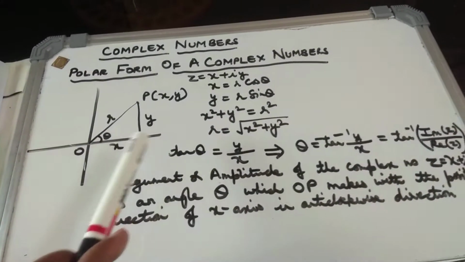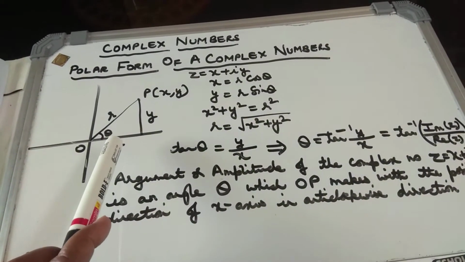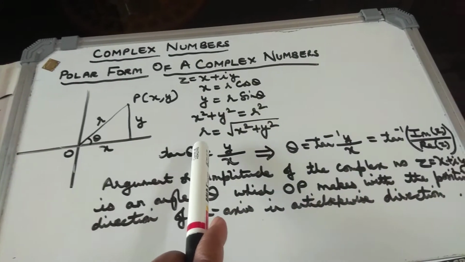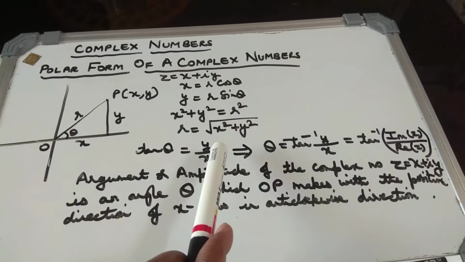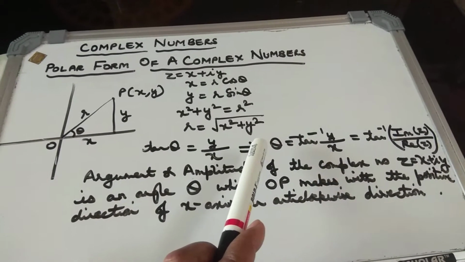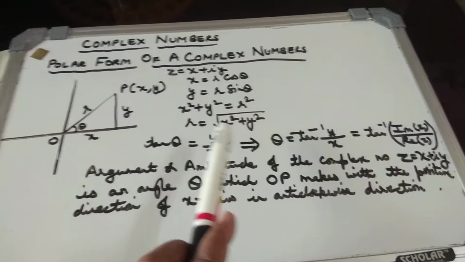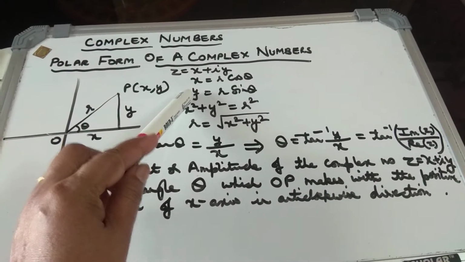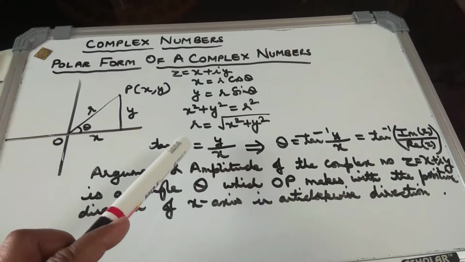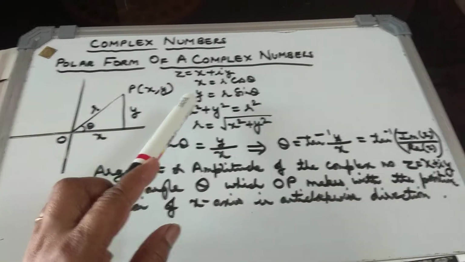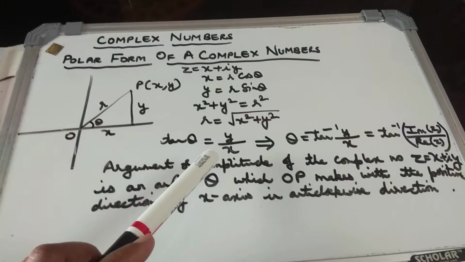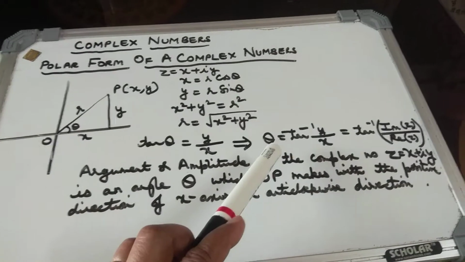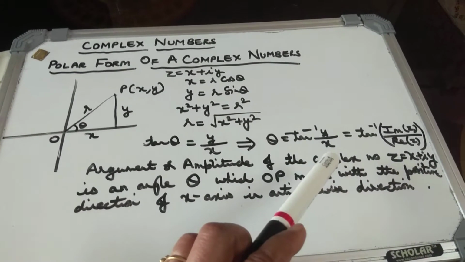Now if you use the Pythagoras theorem directly, then x square plus y square equals r square, which gives r equals under root x square plus y square. So this is the value of r in terms of x and y. Now if you divide the second equation by the first, then tan theta equals y by x, and this implies theta equals tan inverse y by x.